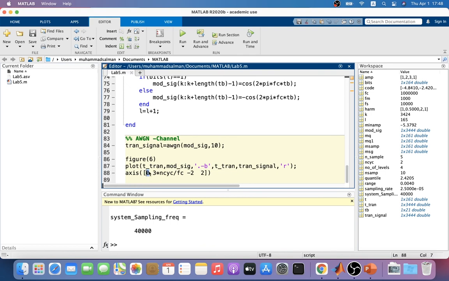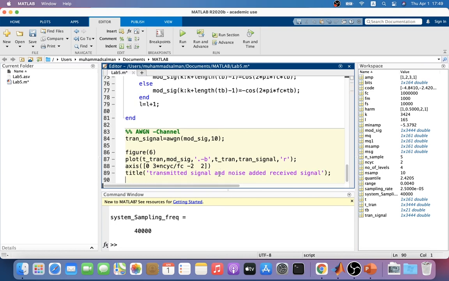Axis limit means that the x-axis should start from 0, and it should show me 3 cycles, and then the y-axis should start from -2, and it should go up to +2. So you can also put the x-axis label there, and the title, and for the title you can say the transmitted signal and the noise added received signal.